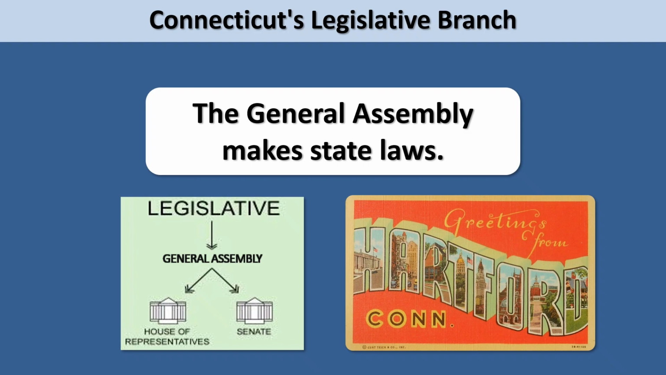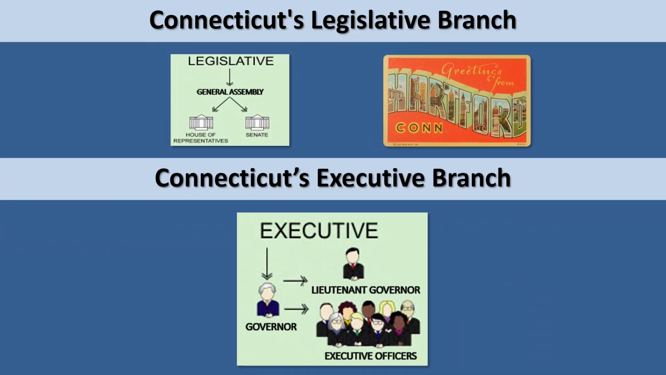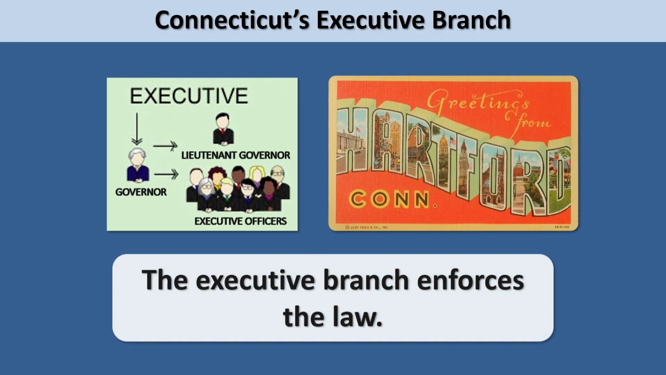citizens living in Connecticut. Like the federal government, state governments are set up according to the principle of separation of powers. For this reason, the executive branch of state government is separate from the legislative branch, carrying out different duties. Connecticut's executive branch has a governor, lieutenant governor, and executive officers. Like other people in Connecticut government, the members of the state's executive branch have their headquarters in the state capital, Hartford. While the legislative branch makes new laws, the executive branch enforces the law.